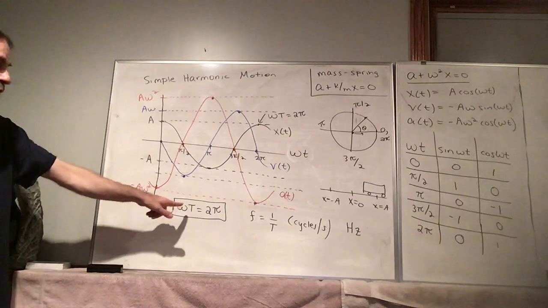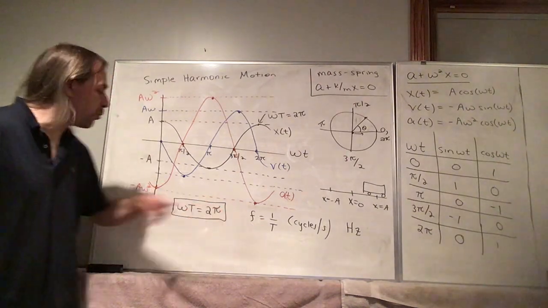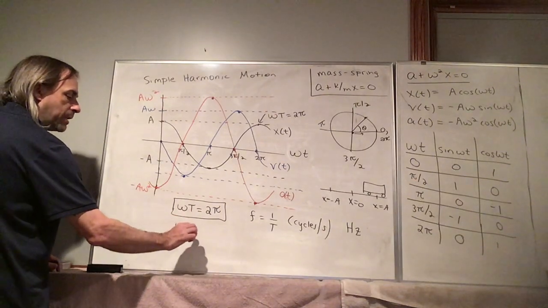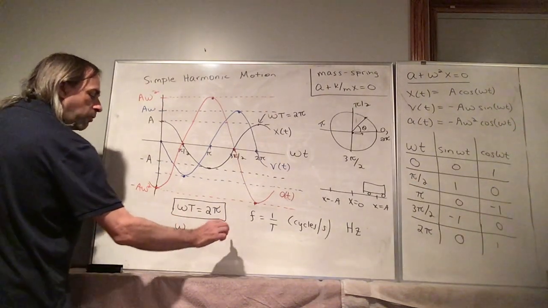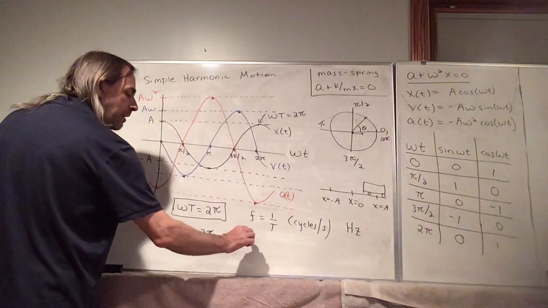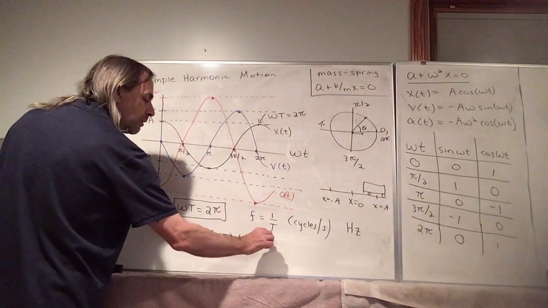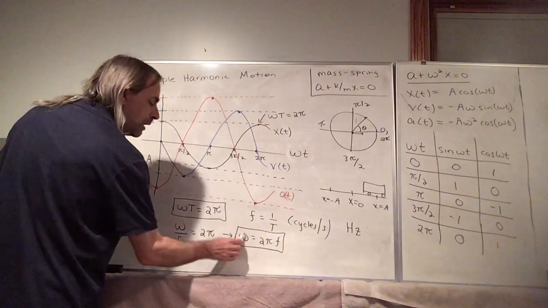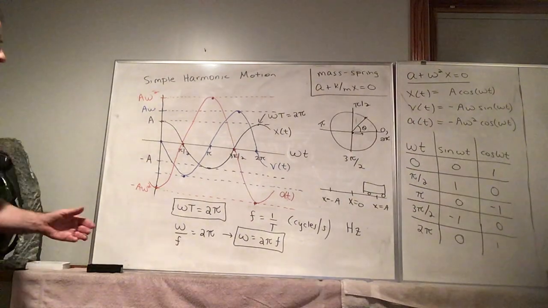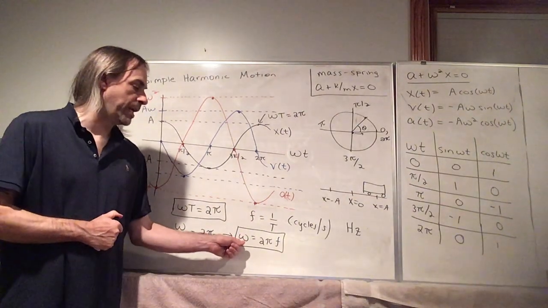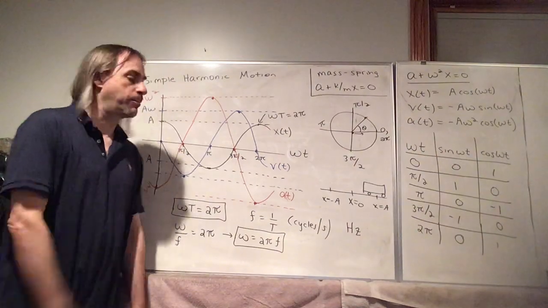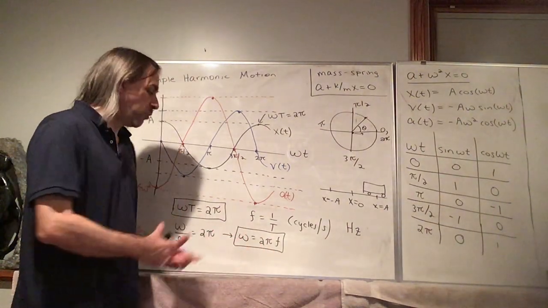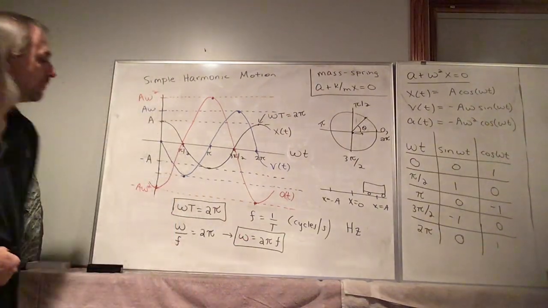And if we plug that in here, T is 1 over the frequency. So we have omega over the frequency is equal to 2 pi, or omega equals 2 pi times the frequency. So omega is called the angular frequency, which is measured in radians per second. Frequency is cycles per second, and they're related by this factor of 2 pi, because one cycle is 2 pi.